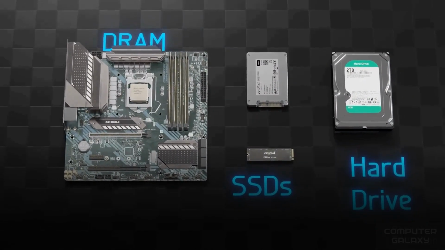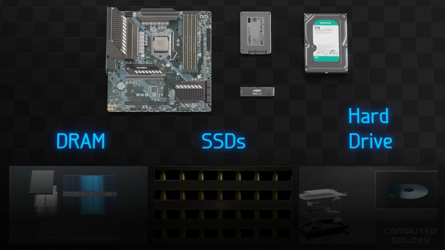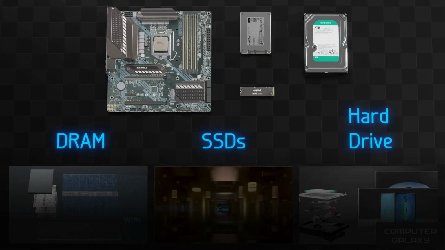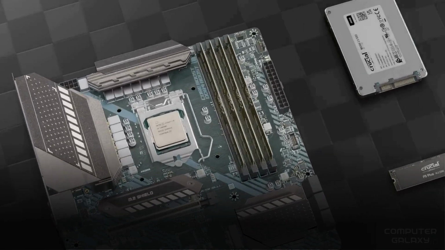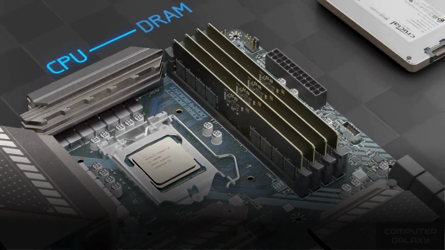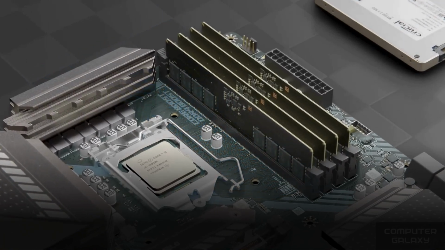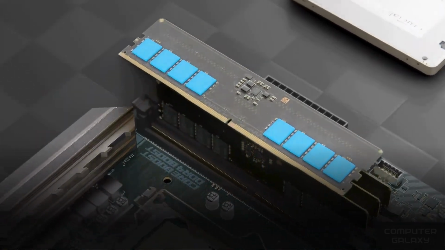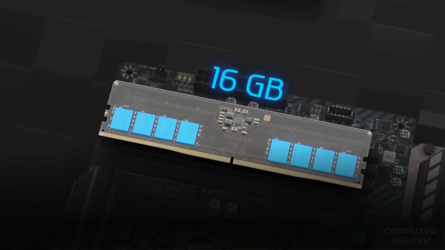We're not going to spend too long because we have an entire series of videos on solid-state drives, and then separate videos covering DRAM and hard drives. But quickly, the CPU communicates directly with the DRAM through memory channels running inside the motherboard. Inside each of these 8 DRAM chips, only 16 gigabytes of data can be temporarily stored.